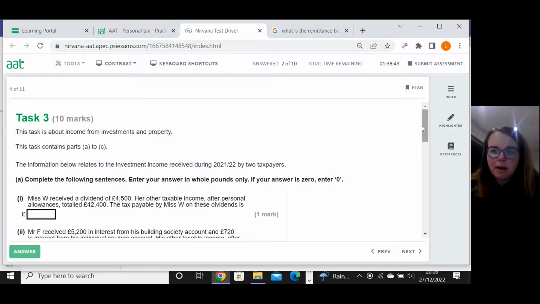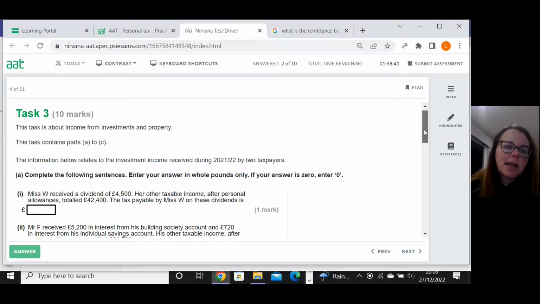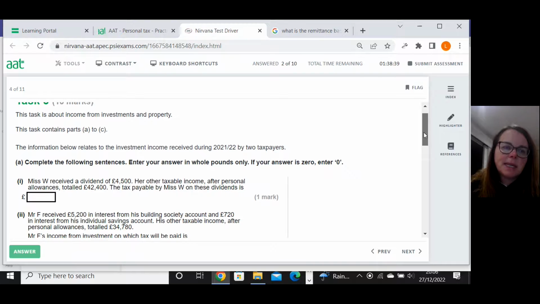Task 3, 10 marks. This task is about income from investment and property.